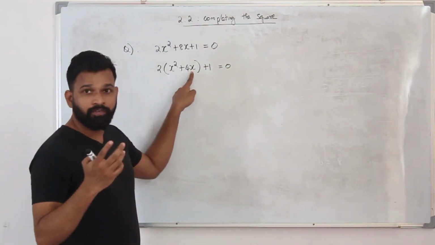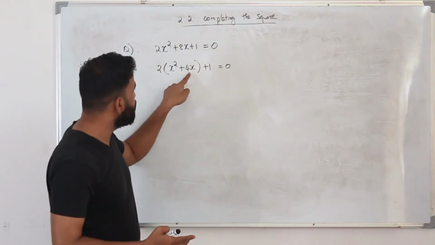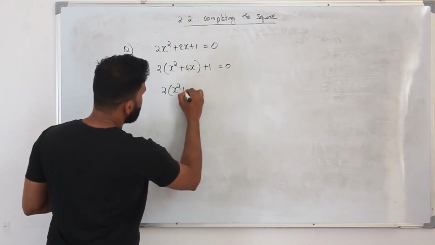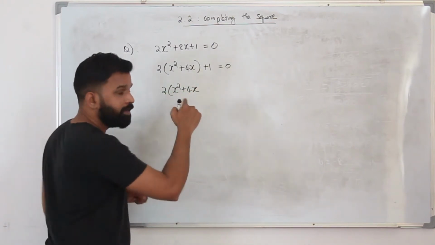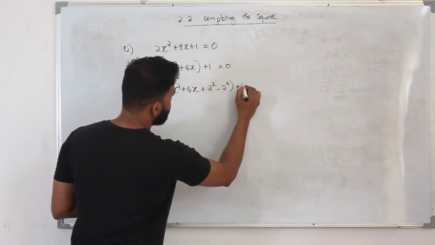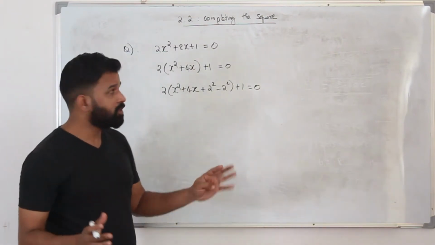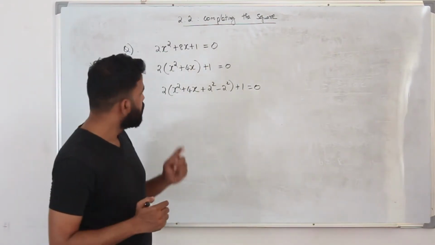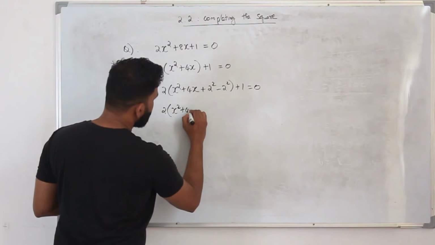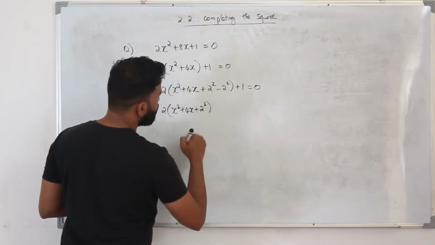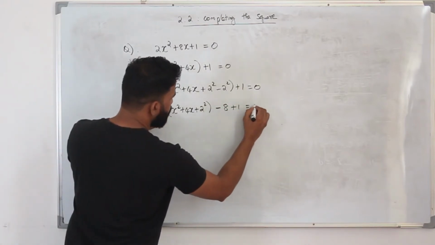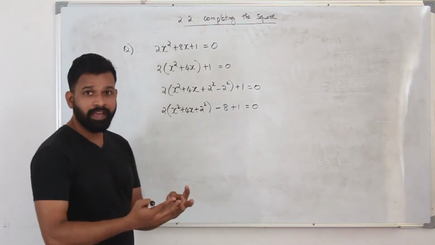Then take the coefficient of x and divide by 2. When you divide 4 by 2, it's 2. Square it. So you will have x square plus 4x, this 4 divided by 2 is 2, so put 2 square minus 2 square. This is how we solve a quadratic equation by completing the square. Now take these three terms: 2 into x square plus 4x plus 2 square, then minus 4 multiplied by 2 is minus 8, plus 1 equals 0.